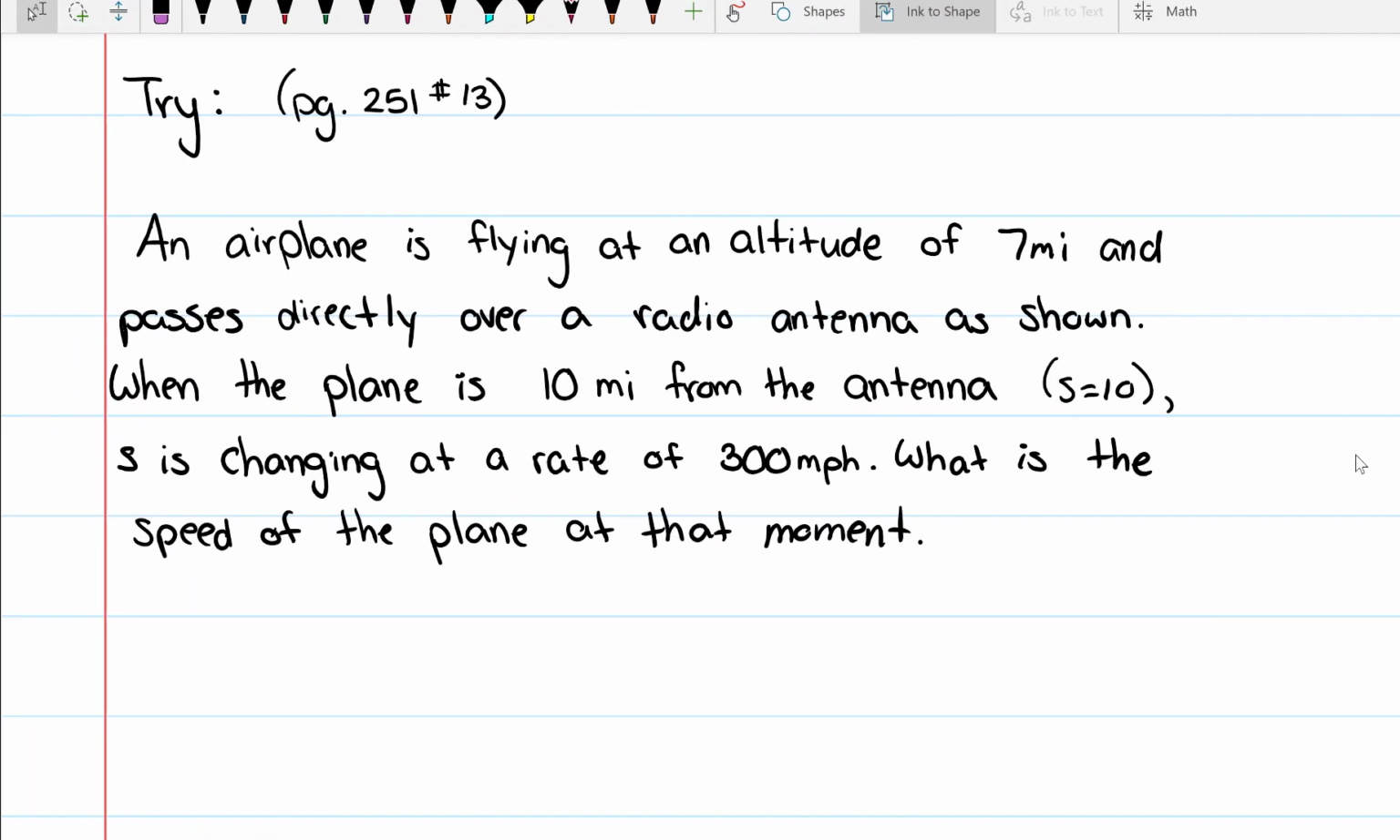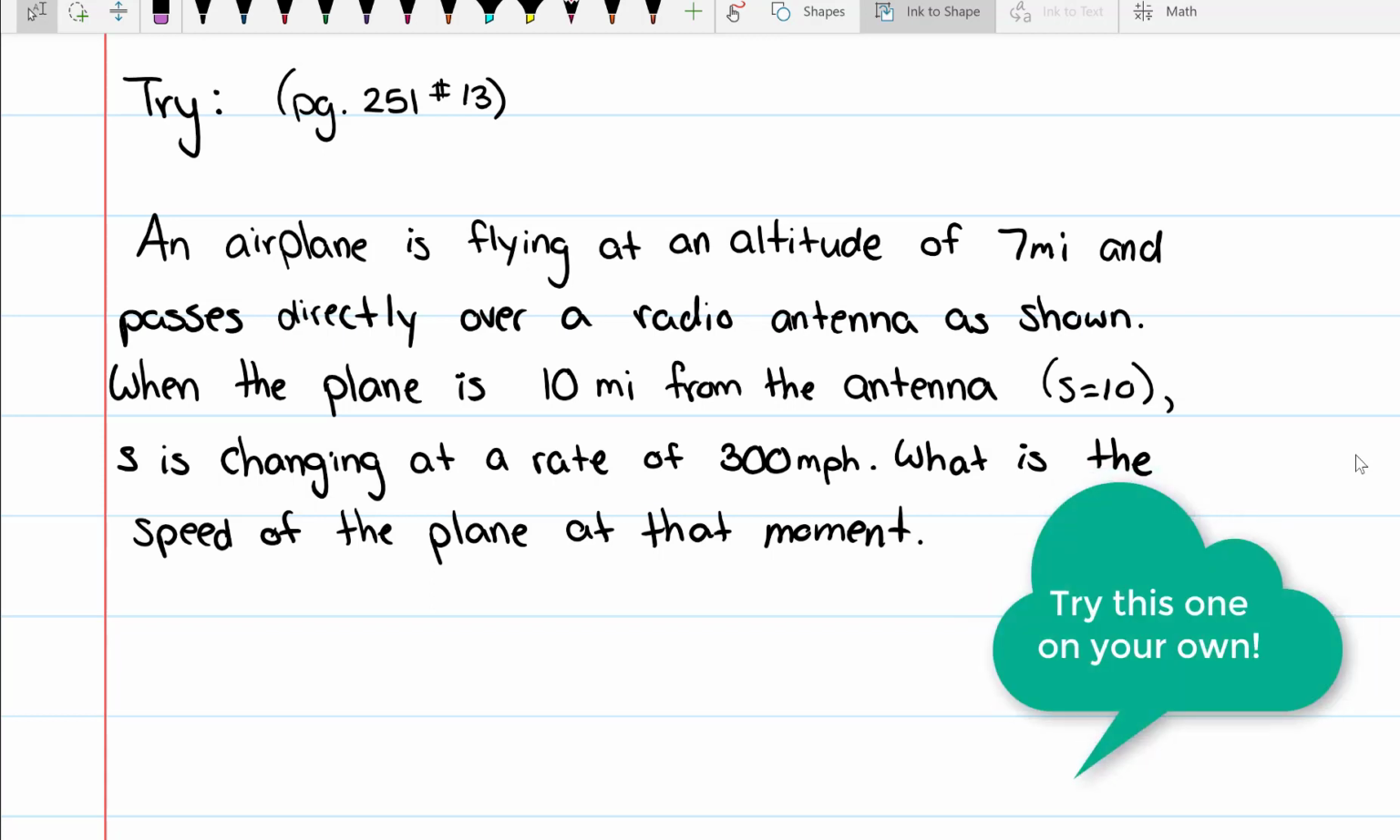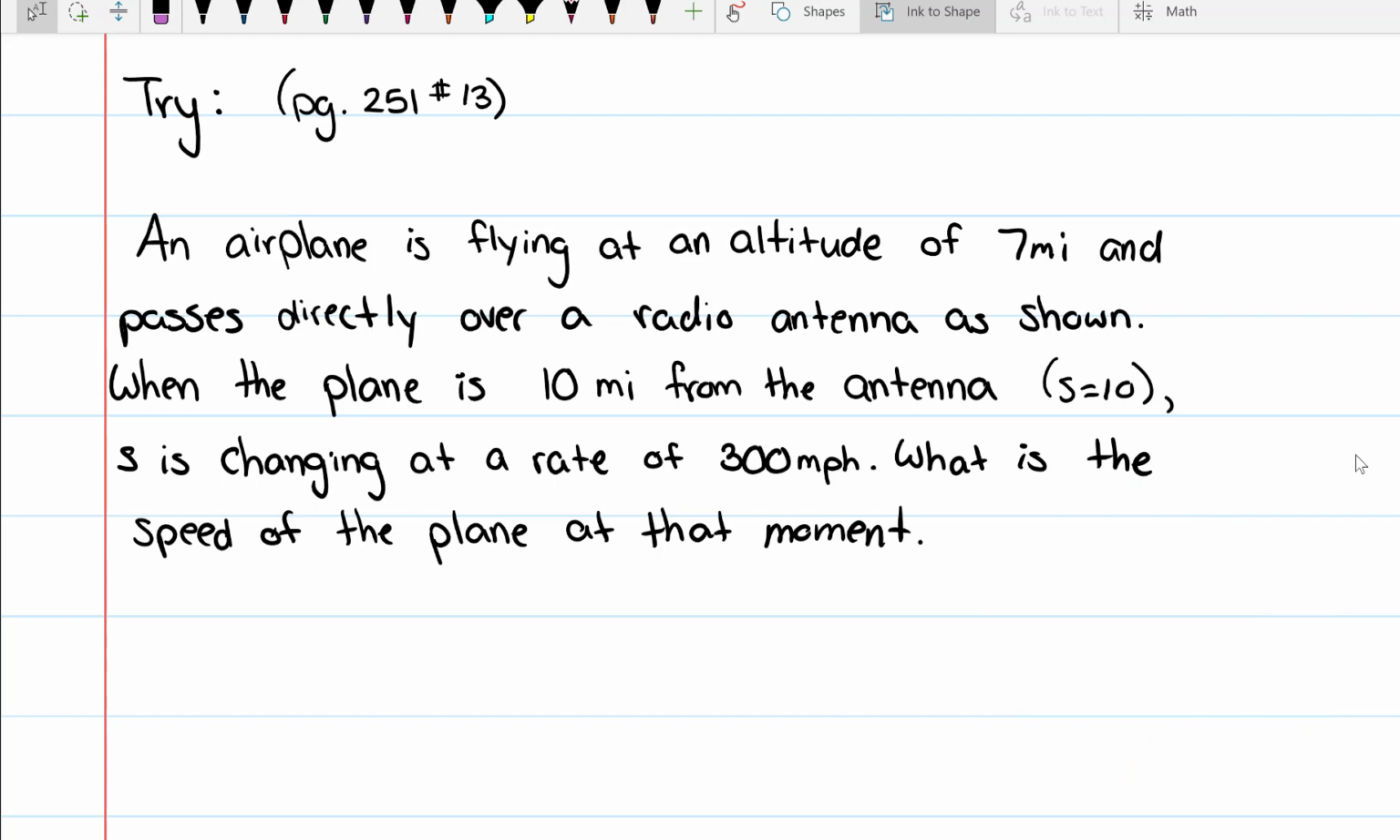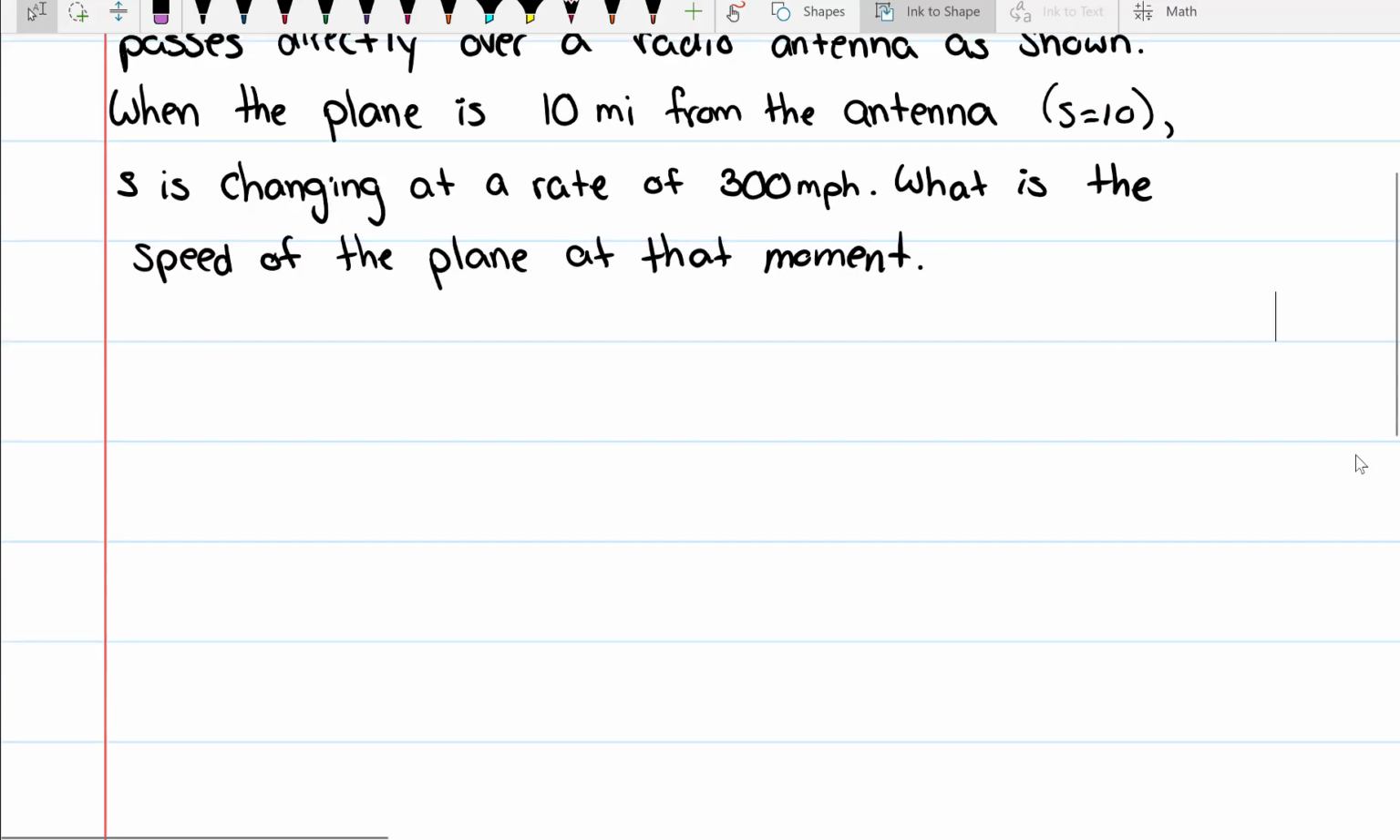This is going to be the example 3 try. This problem is also located on page 251 and it's number 13. An airplane is flying at an altitude of 7 miles in the air and passes directly over a radio antenna. When the airplane is 10 miles from the antenna, the distance between the antenna and the plane is changing at a rate of 300 miles an hour. What is the speed of the plane at that moment?